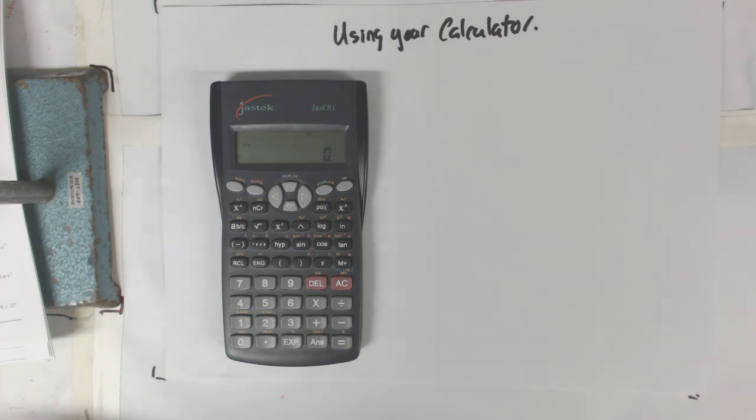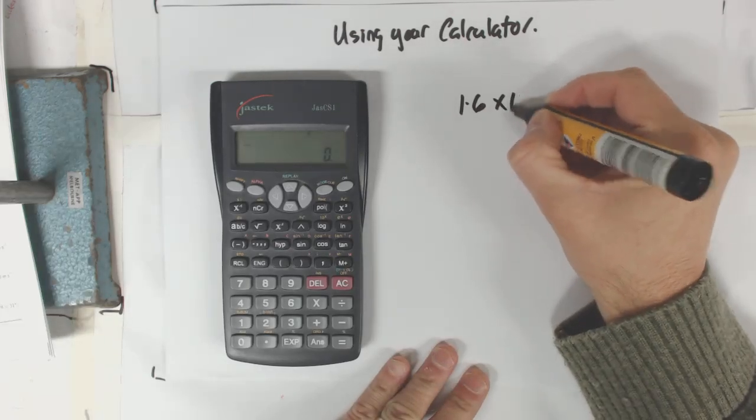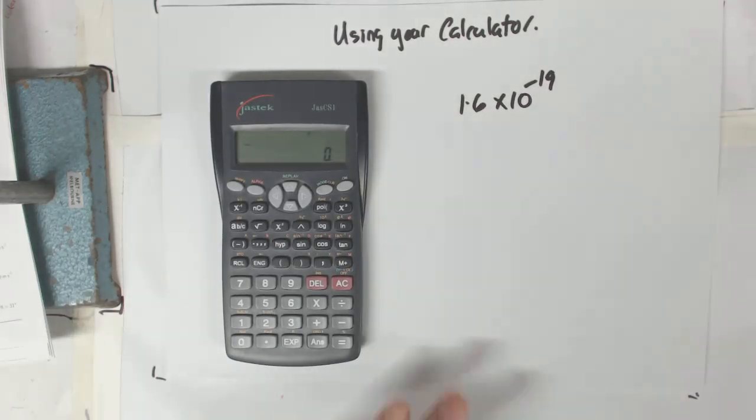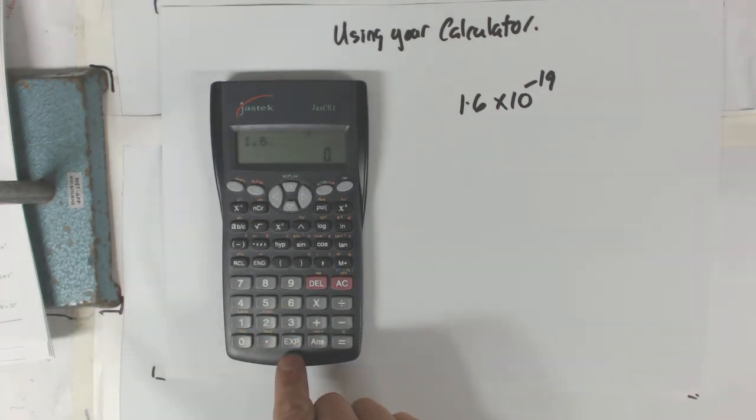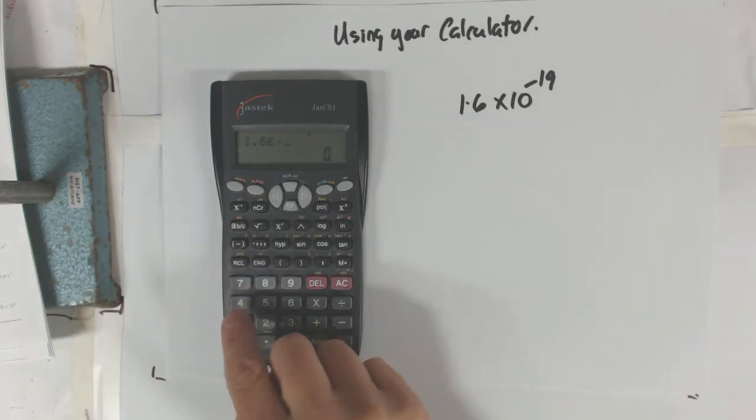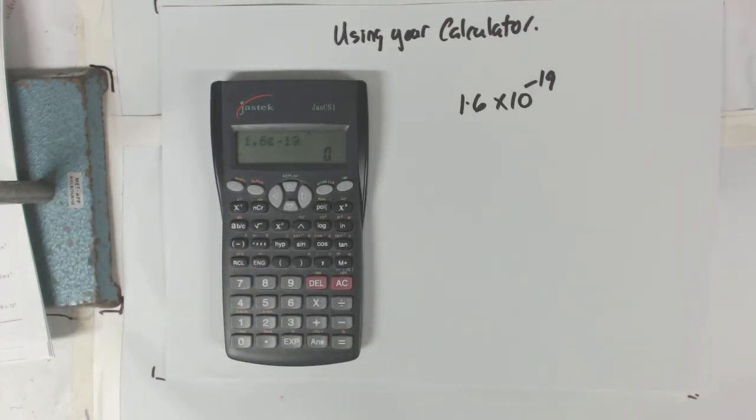If you're going to use the exponent key, let's just think of a number. 1.6 times 10 to the minus 19, the charge on the electron, one we're all familiar with. The way you do it, just 1.6, use your exponent key, that's the one that's EXP, and then you put the sign, minus 19, and it's done.